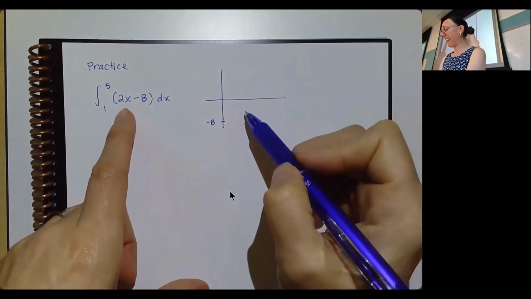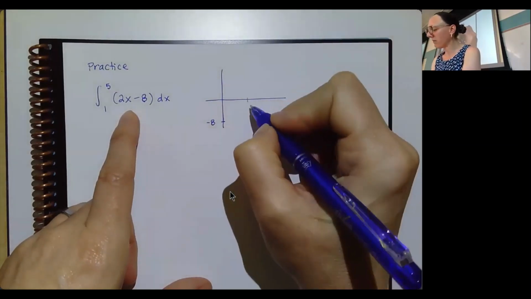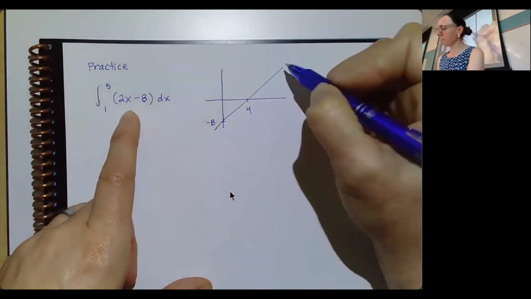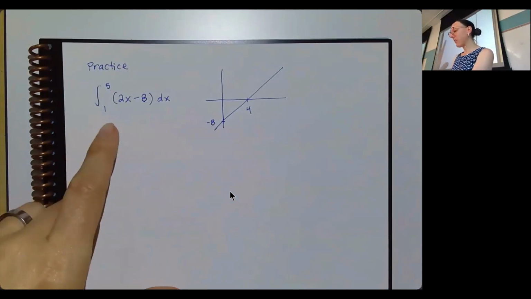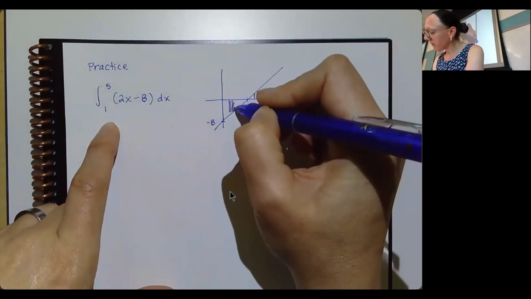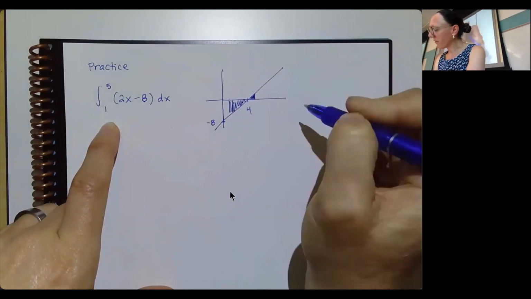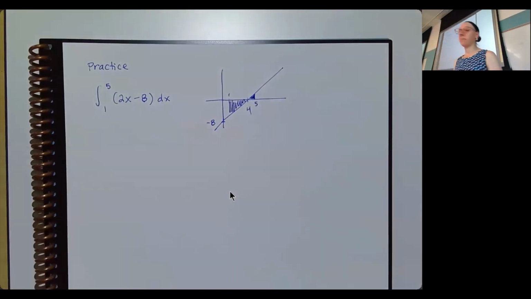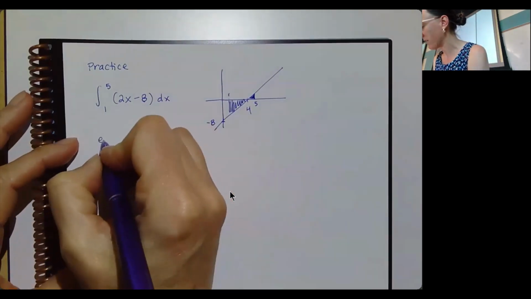And I know that the x-intercept is going to be at 4. So I can draw my picture in here. And this integral represents the area from 1 to 5. Now we could do that using geometry. They're both triangles, we could figure out what that area is. We could do it by writing a Riemann sum, by estimating with rectangles, or we can actually evaluate this using the fundamental theorem of calculus.